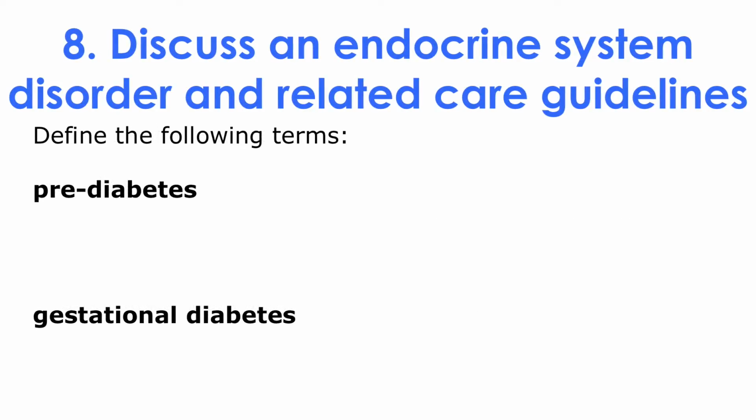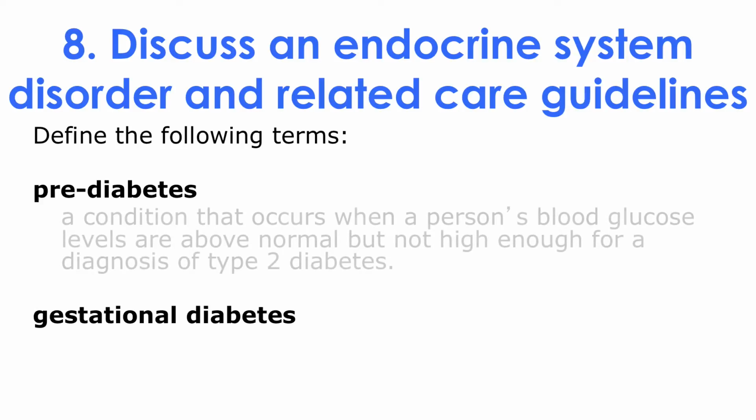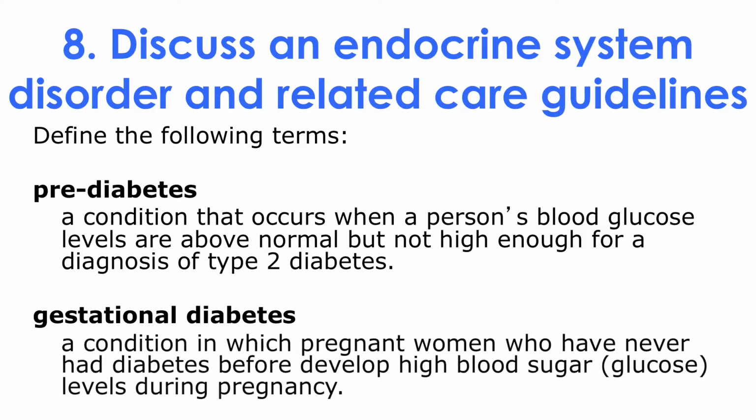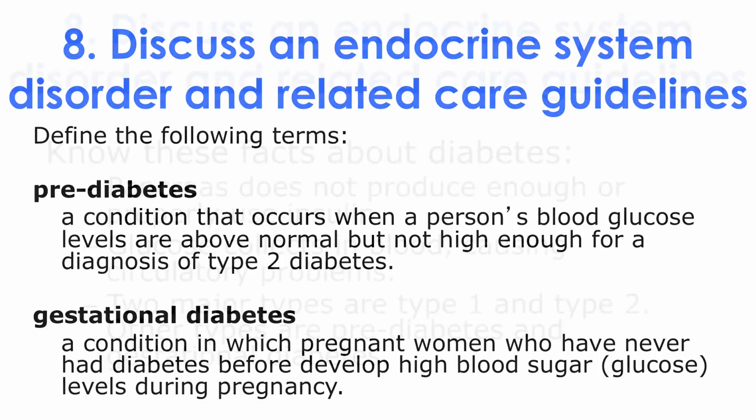So we talked about pre-hypertension earlier today. Now we're going to talk about pre-diabetes. Pre-diabetes is that condition that occurs when a person's blood glucose levels are above normal but not high enough for a diagnosis of type 2 diabetes. Gestational diabetes, on the other hand, okay, is a condition in which pregnant women who have never had diabetes before develop high blood sugar, okay? So they end up becoming diabetic during pregnancy.